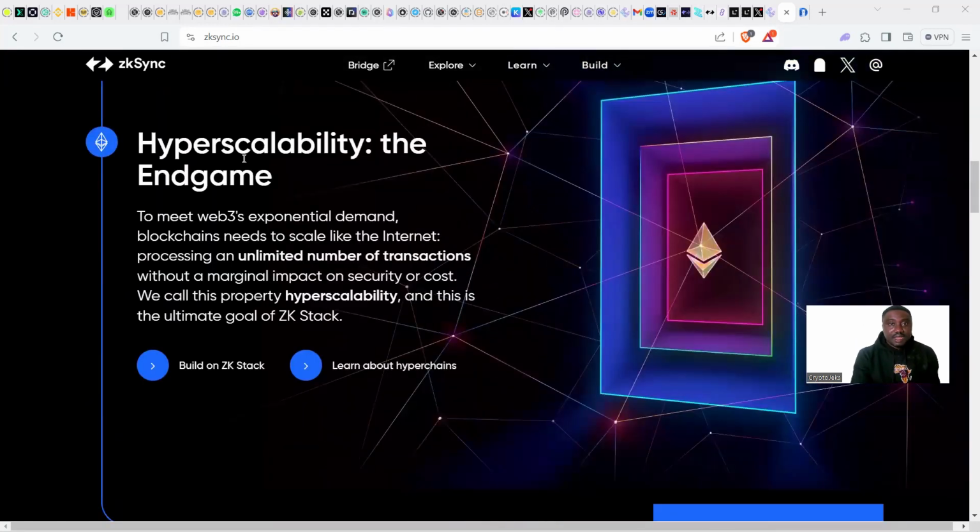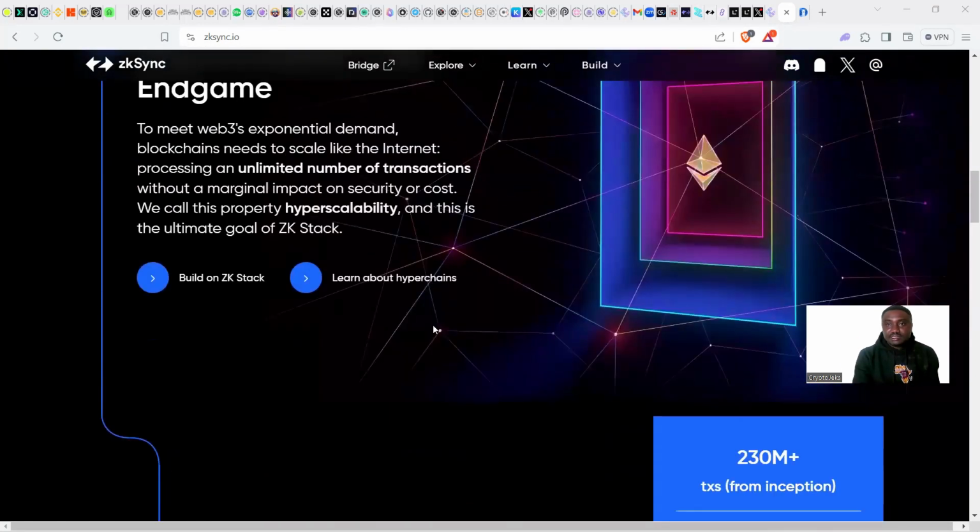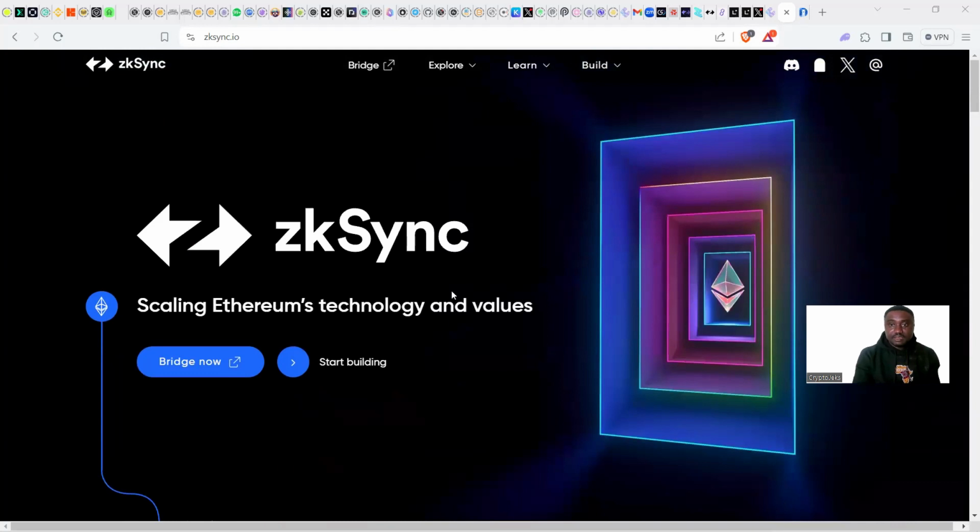So now, hyperscalability, the end game. To meet Web3 exponential demand, blockchains need to scale like the internet, processing an unlimited number of transactions without a marginal impact on security or cost. So we call this property hyperscalability, and this is the ultimate goal of the ZK Stack. So Zksync is a very big project in the crypto space.